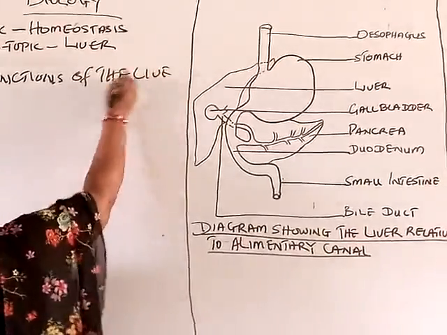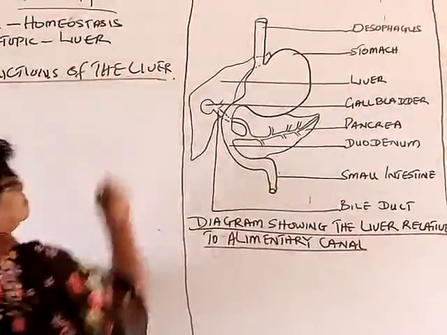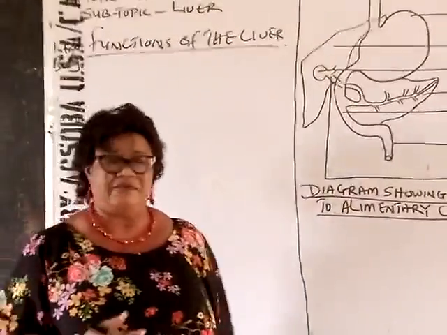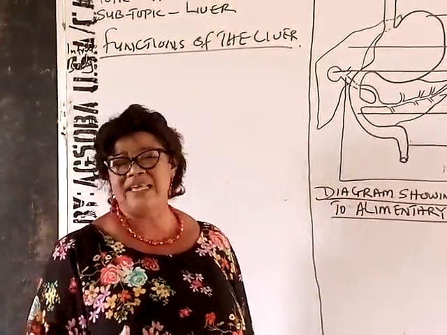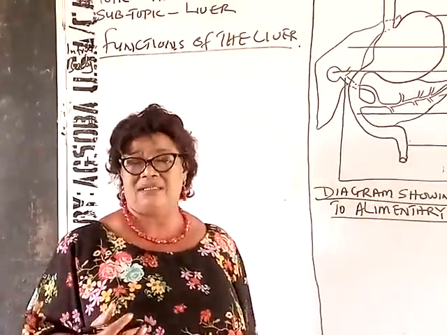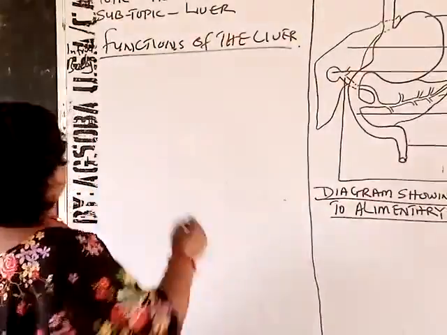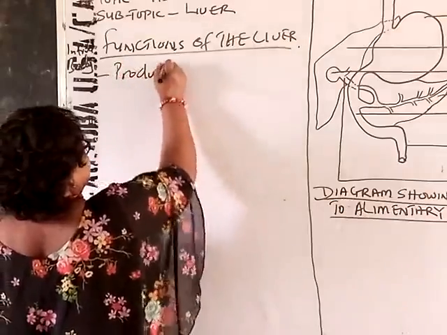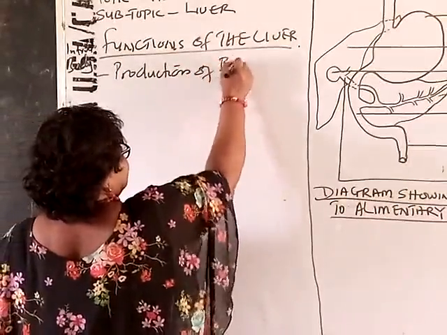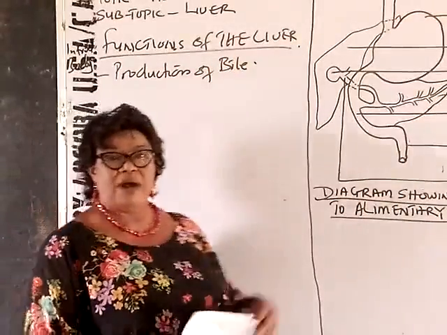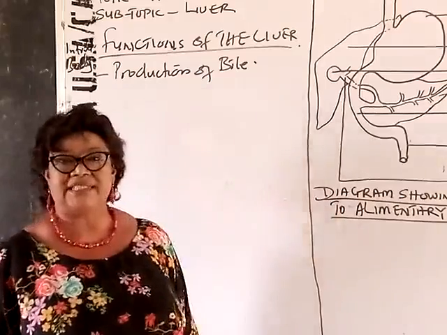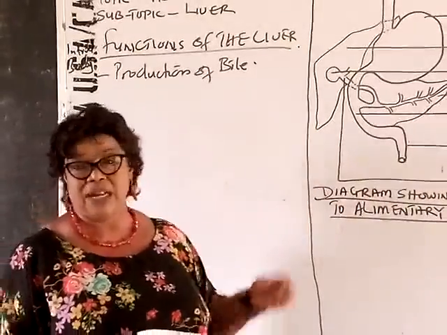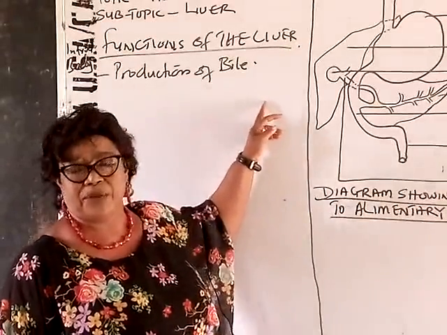The functions of the liver. As a complex organ involved in homeostasis, the liver carries out many important functions in mammals, in animals or humans where it is found. The first one is that it is involved in the production of bile. I know you have come across this word bile when you treated the digestive system. But let me say a little about how the liver is involved in the production of bile.